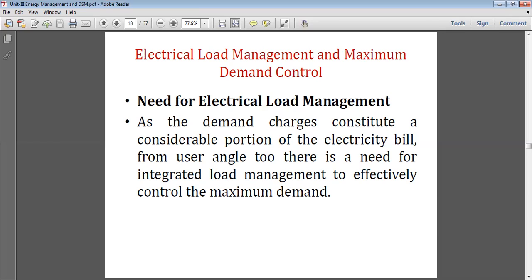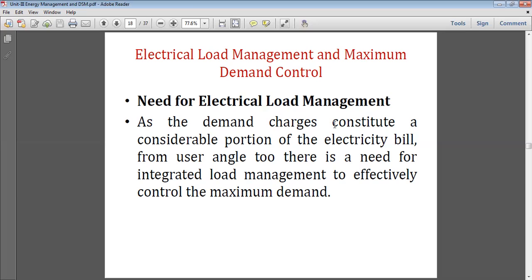And what is the time? The time is 10 p.m. to 6 a.m., night 10 p.m. to morning 6. So if you run the pumping system and your refrigeration plant then, we can reduce our maximum demand. So this is the way by which we are able to reduce our maximum demand.